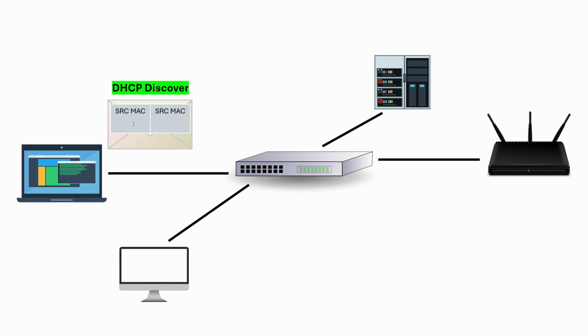And every single piece of layer 2 traffic, or actually every piece of any traffic, is going to have a layer 2 header in that traffic, which is going to have both a source MAC address, which is the PC that generated it, and a destination MAC address, which is the device that the packet is being sent to.